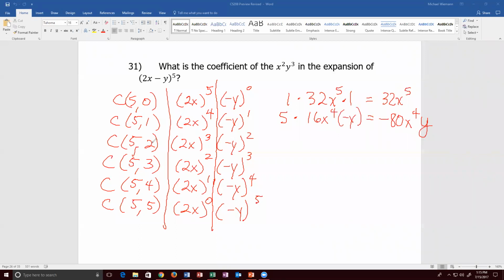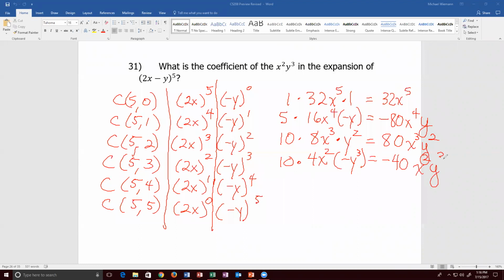For the third row, 5 choose 2 is 10. 2 cubed is 8x to the 3rd. Negative y squared, negative times a negative is positive. So we end up with y squared. 10 times 8 is 80x cubed y squared. And then 5 choose 3 is 10. And 2 squared is 4x squared. Negative y cubed, we're going to end up with a minus y cubed. So 10 times 4 times negative 1 makes that a negative 40x squared y cubed.